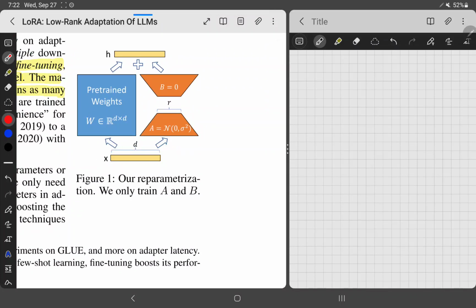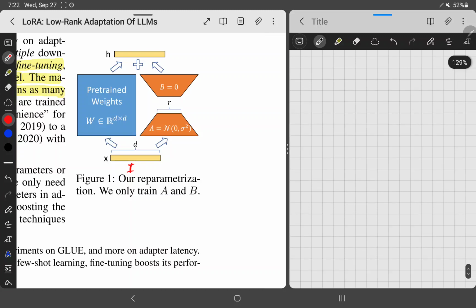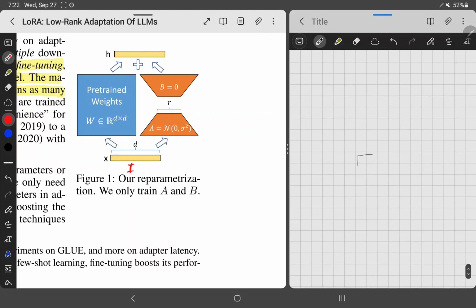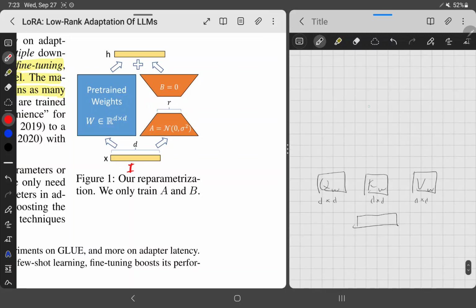You have your vector here. This vector is a representation of some word, maybe the word "I". And you have your weight matrix here. In attention, remember we computed the queries, keys, and values, and we had 3 different weight matrices, which were all D by D. The output matrix for the multi-head was also D by D. So we had WO, which is also D by D.